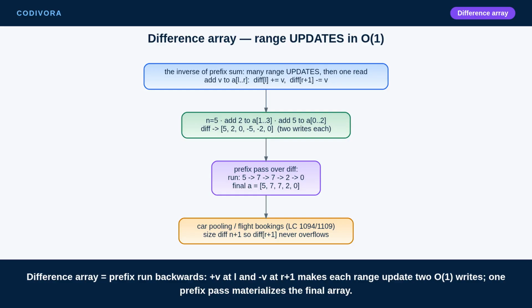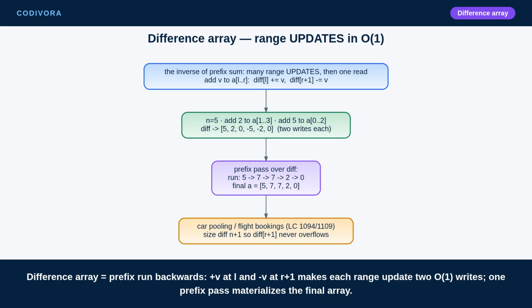When you need many range updates instead of range queries, do not touch every cell. To add V across a range, write plus V at the start and minus V just past the end. 2 writes, no matter how wide the range. After all updates, one prefix sum pass turns those deltas back into the final array.